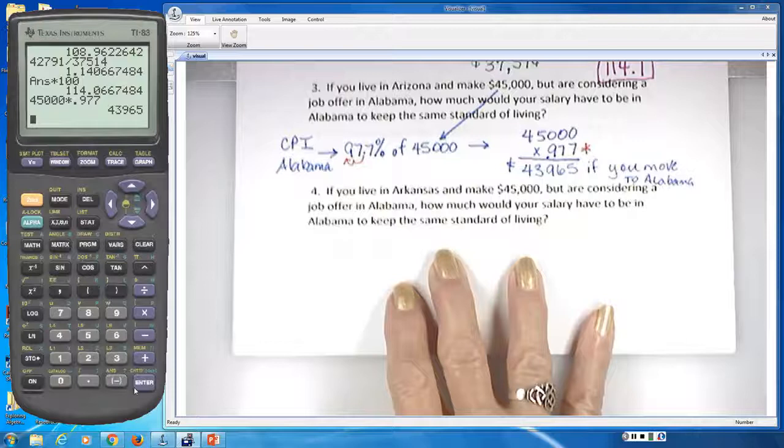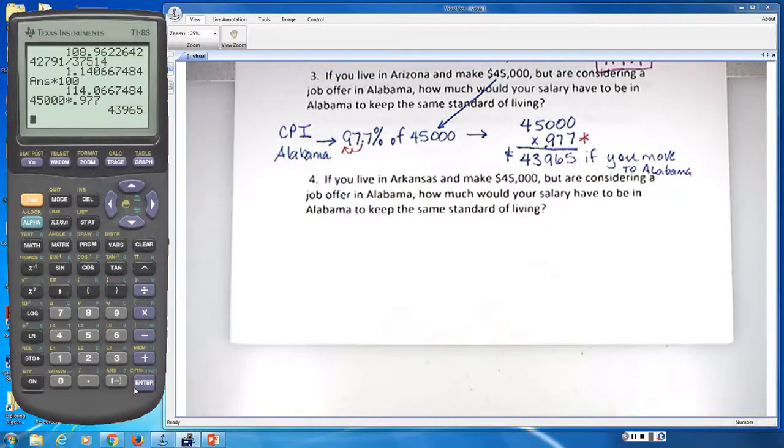Now, I want y'all to work together and see if you can do problem 4. If you live in Arkansas and make $45,000, and you're considering a job offer in Alabama, how much would your salary have to be in Alabama to keep the same standard of living? Now remember, we're not talking about Arizona at all this time. You're starting out in Arkansas. That changes some things.